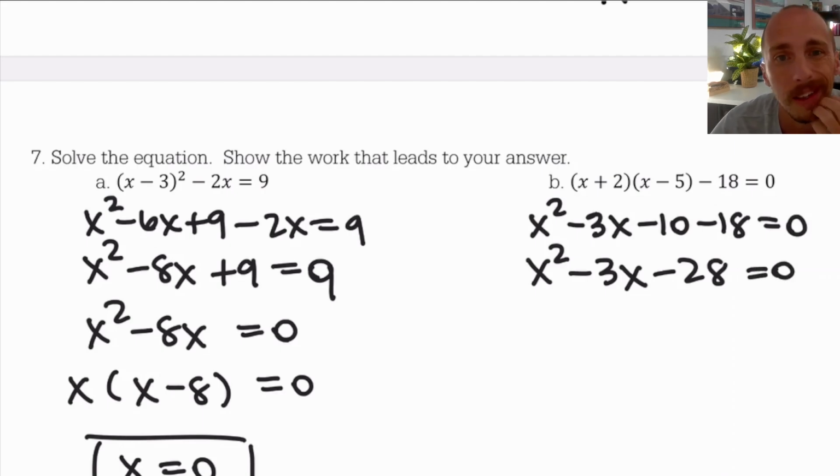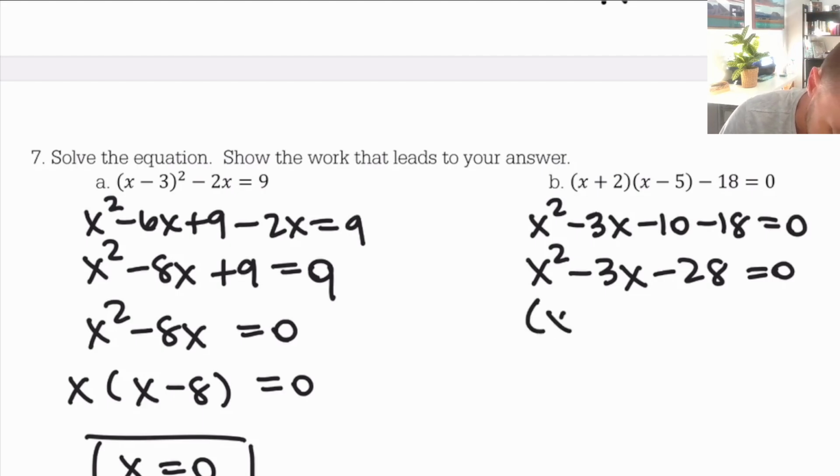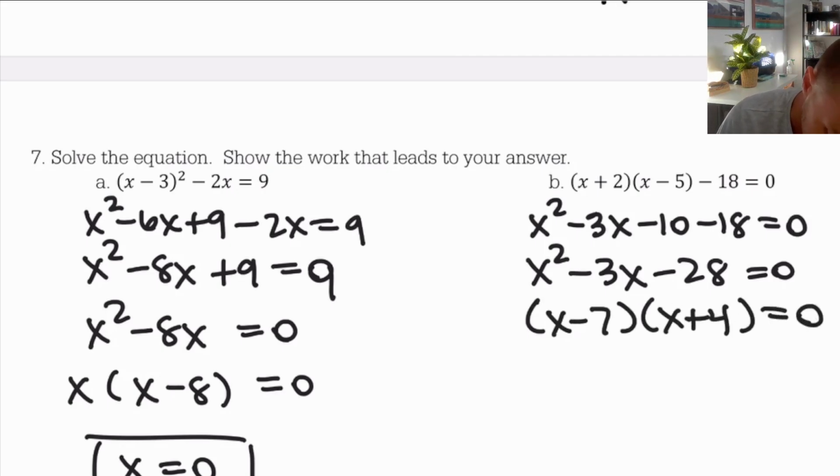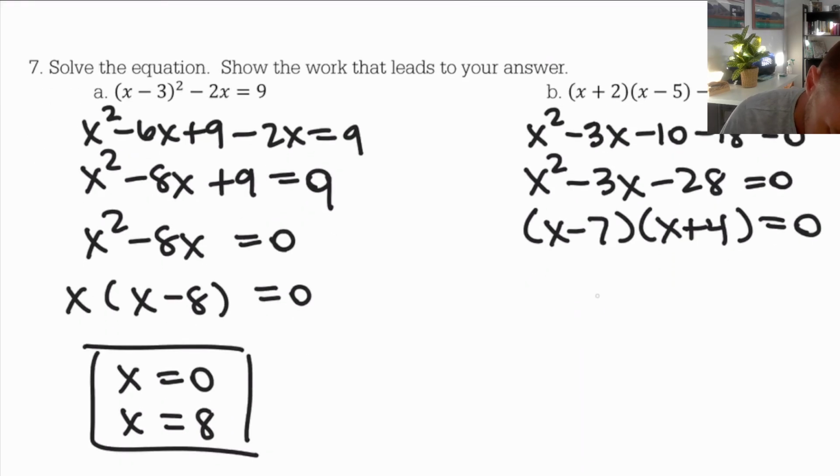I don't know about you, but I think the only ones I know, well, I guess there's 14 and 2 also, but I think 7 times 4 is 28. And that can combine to give me a 3. So I'd say negative 7, positive 4. So that'll be either x minus 7 equaling 0 or x plus 4 equaling 0.